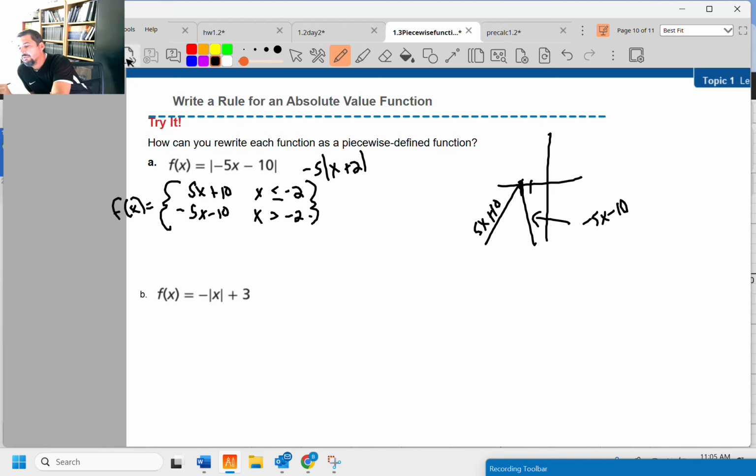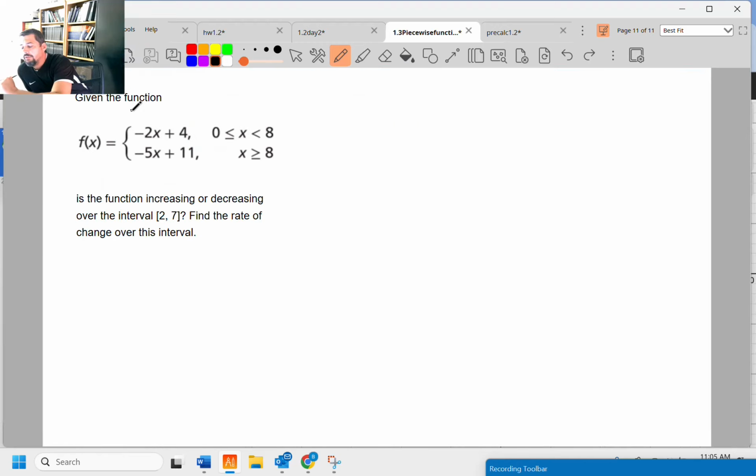I'm not going to do the bottom one. And then we have given this function, -2x plus 4, so long as we are between 0 and 8, and -5x plus 11, so long as we are greater than or equal to 8. Is the function increasing or decreasing from 2 to 7? Find the rate of change over this interval.